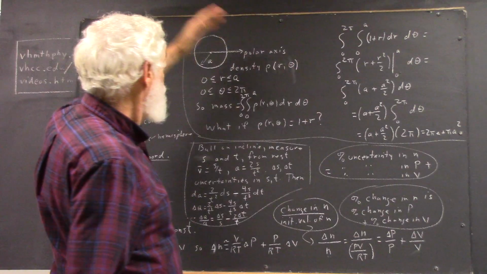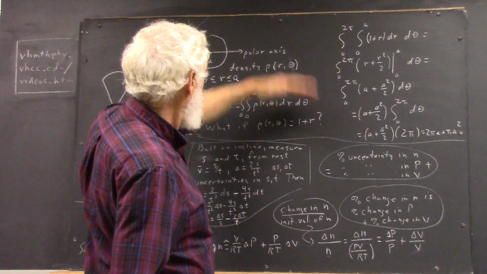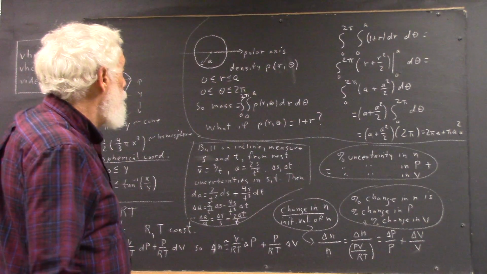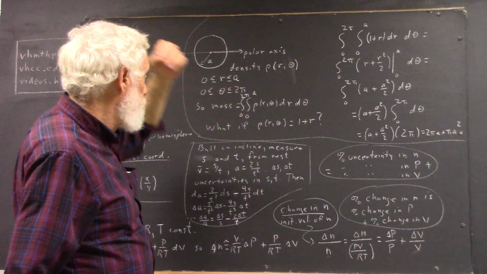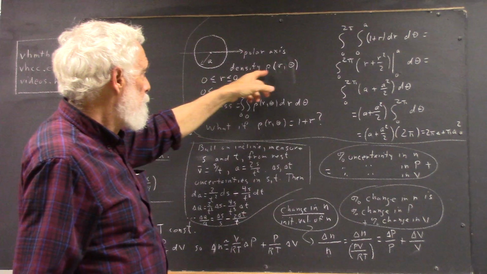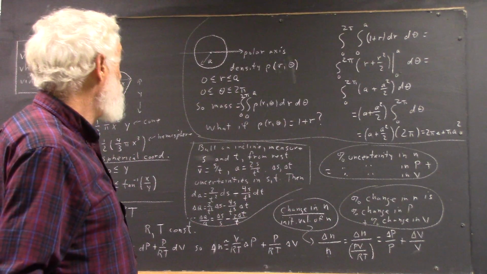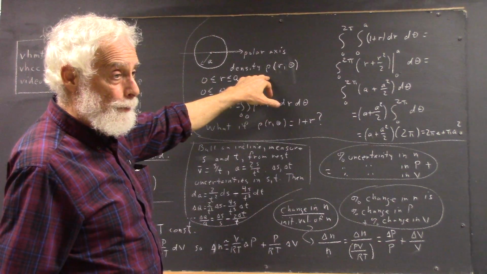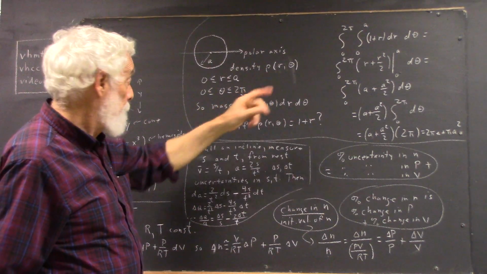So, just looking up here at the part of the board above here and to the right of here, we have a circle, we have the polar axis, and we have a density function rho of r theta. I'm going to get rid of using rho in the near future because we could easily confuse that with a spherical coordinate. But here it means density, okay?